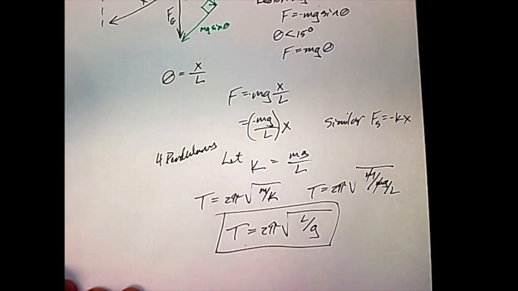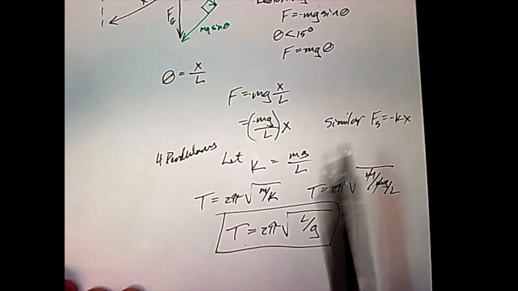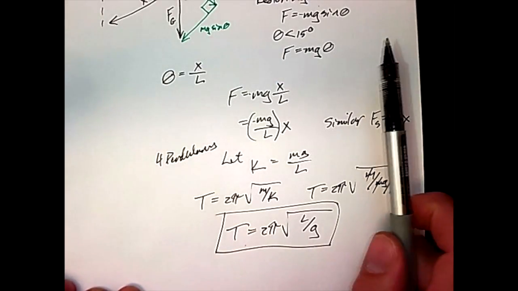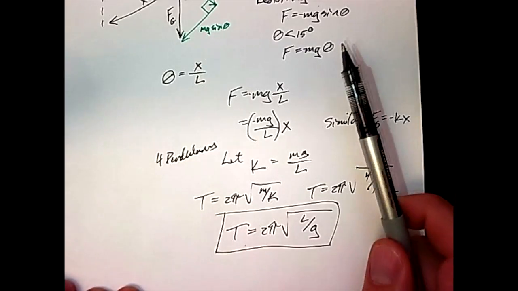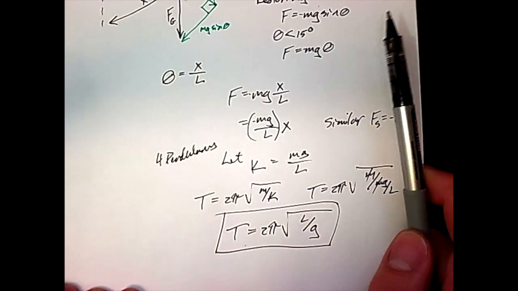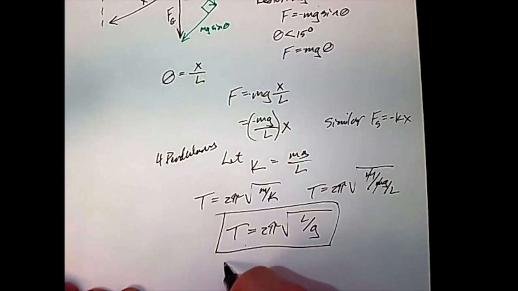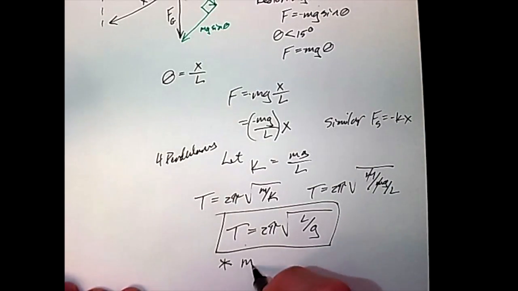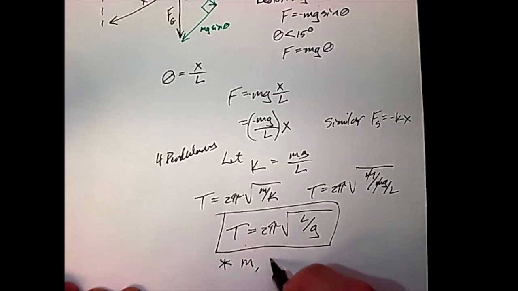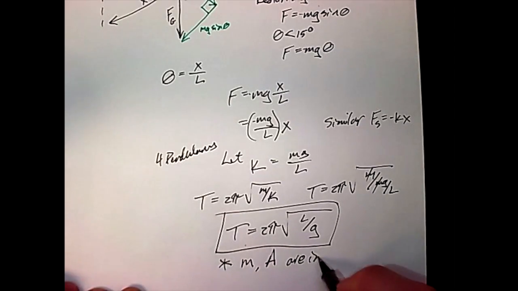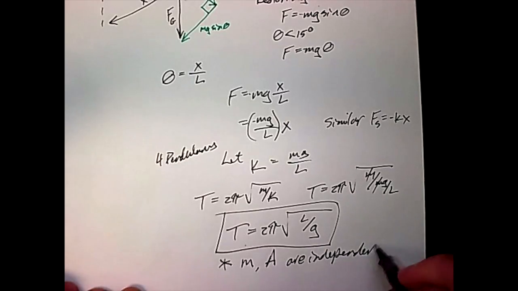nor its amplitude. Now, it is true that for assuming less than 15 degrees, the amplitude should be less than 15 degrees, but what you'll find is in experimentation, even at angles above 15 degrees, this is a great approximation. And so what ultimately is the takeaway is that mass m and amplitude A are independent of period.